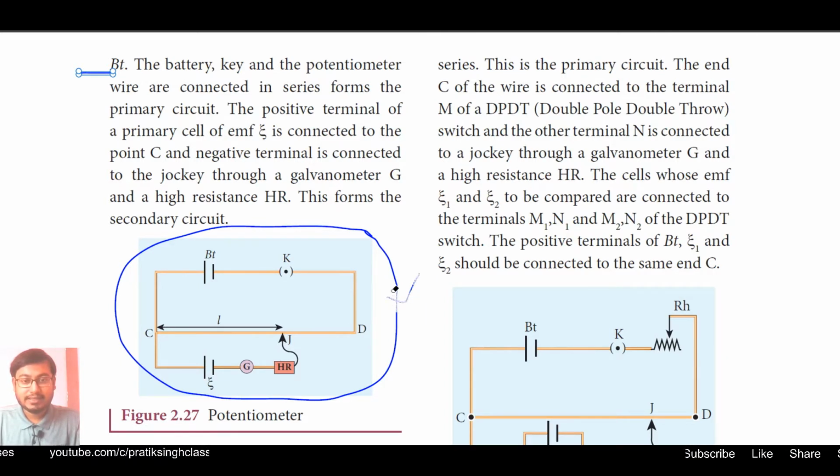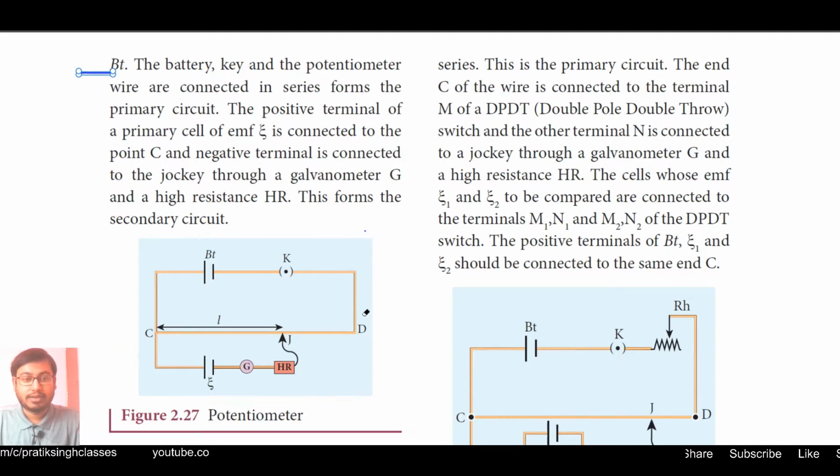Let me erase these colored sketches for clear visualization. Just a moment. See, here we see that there are two circuits, the primary circuit and the secondary circuit. A battery BT is attached in the primary circuit, and between C and D a manganin or constantan wire is connected, in 10 different strips each having 1 meter length. So the total length from C to D will be 10 meters.